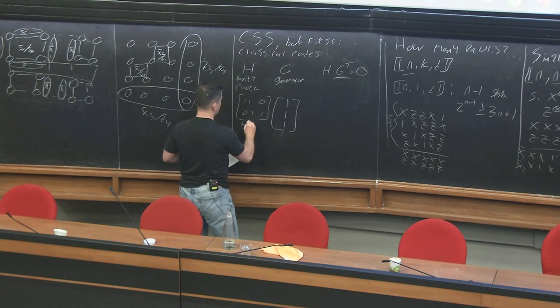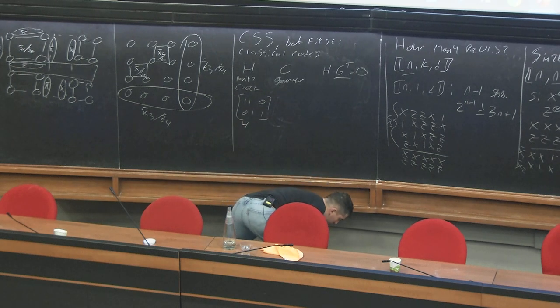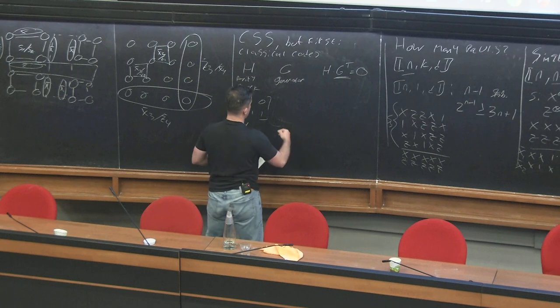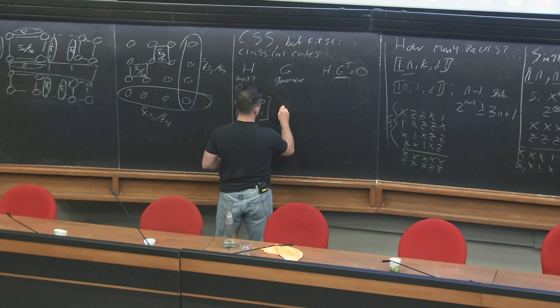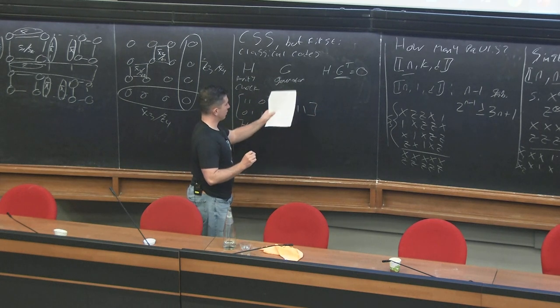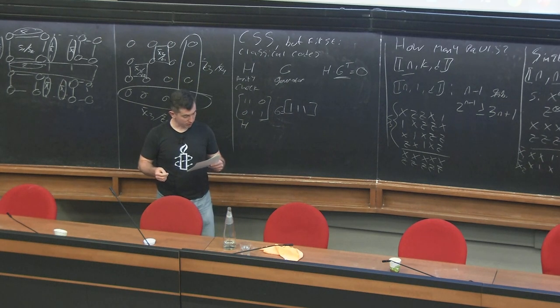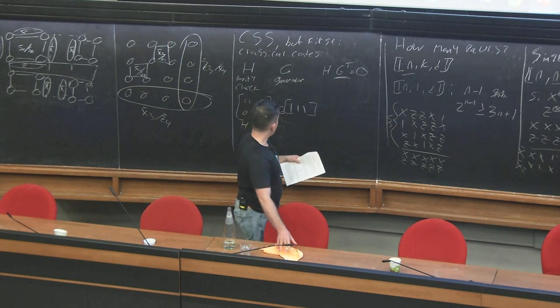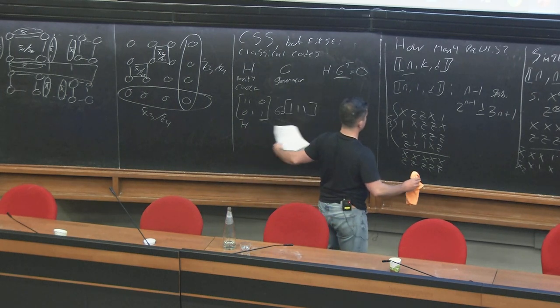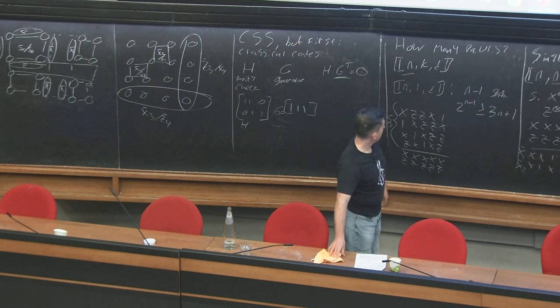So this would be H. And then my G. G would be something like 1, 1, 1, where I think you're allowed to leave the all zero string implied. At least that's what I've done in the rest of these notes. There are a lot of more efficient constructions for distance three classical codes.